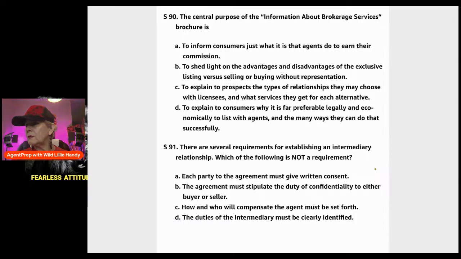And then let's see who else answered. You had C. We had C and CBA. Let's see, not a requirement. How and who will compensate. No, I did mention that. Okay, we do have to know we are providing a service that needs to be compensated. So when it says not a requirement, how will compensate the agent must be set forth. That is the requirement. Okay, so I just wanted to go back and do that.